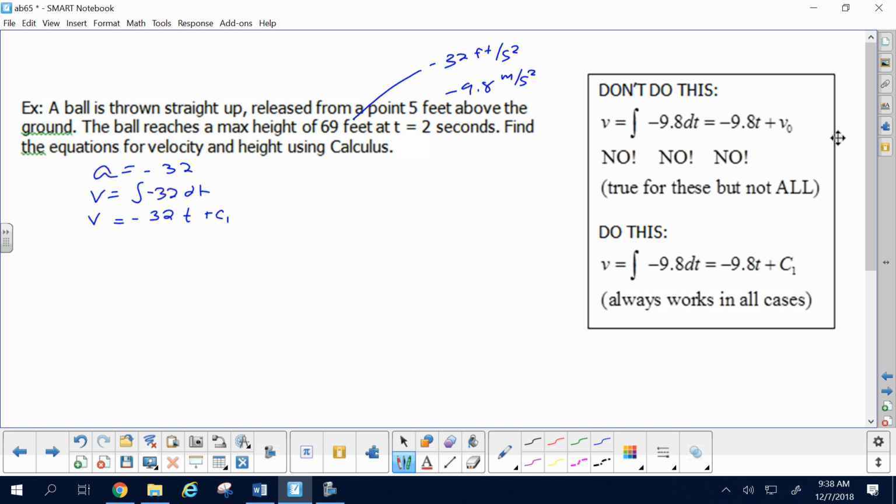It says it's released, thrown straight up. Thrown straight up probably means that the velocity at time 0 is positive, but it doesn't say how fast it was thrown up. So I'm not sure how to find that. Oh, actually, maybe I do know how to find that. Is there something in there that would tell you how to find that C1? Read carefully. It's not obvious. You have to kind of make a deduction. Yes?